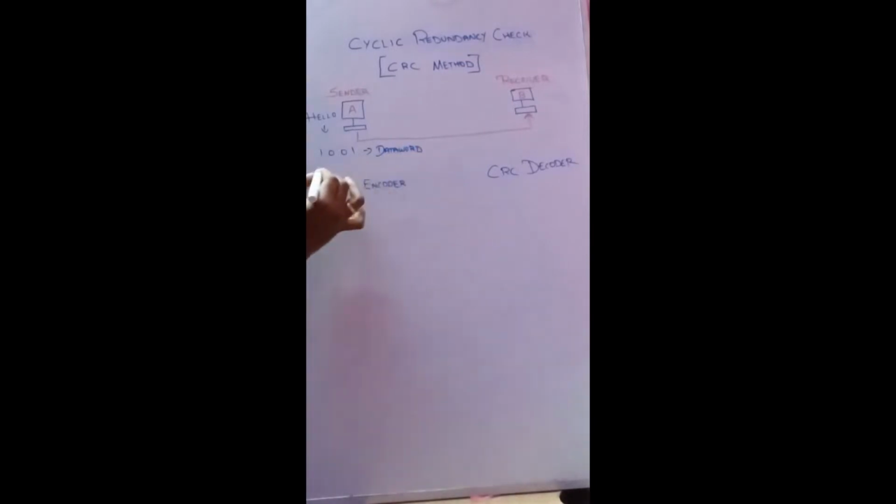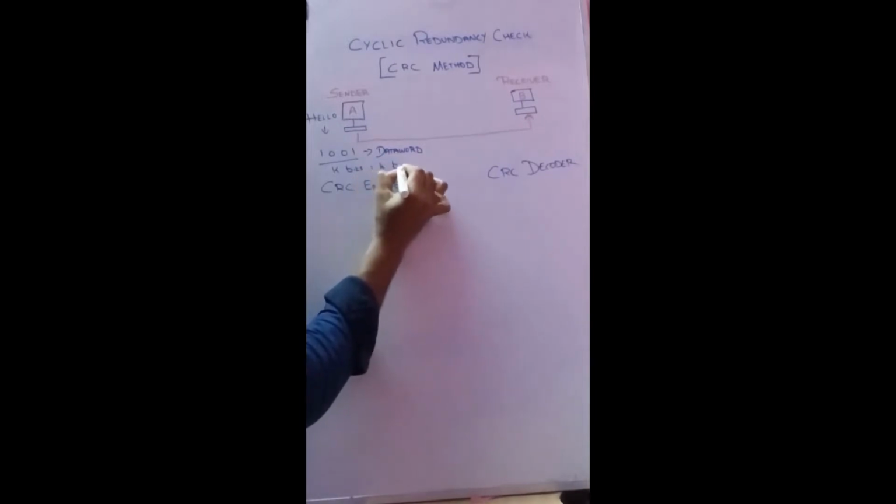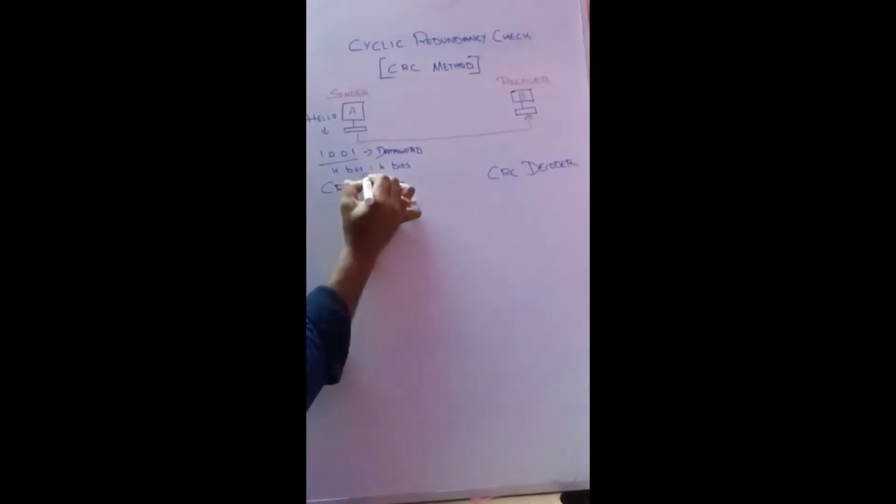But we cannot send this data word alone into the physical transmission medium, because if any noise or interference occurs, the actual data may get altered, and what the receiver receives is something different from what we transmitted. To avoid this situation, we add some redundant bits along with the original data word. This original data word is 4 bits. We can say this is K.